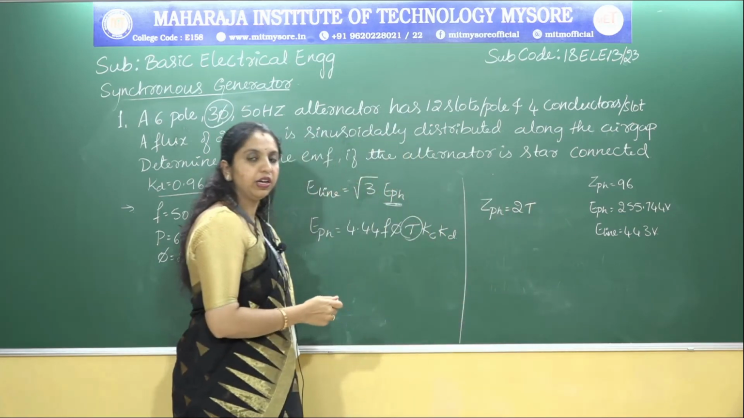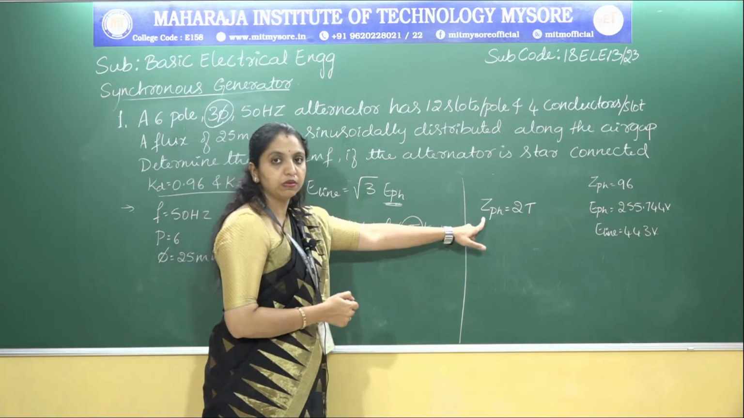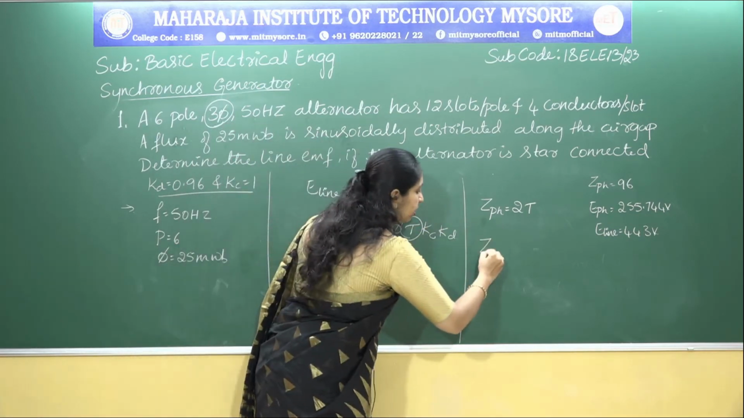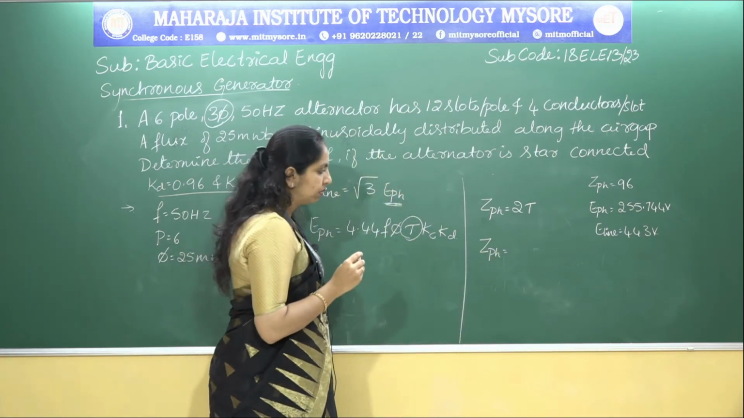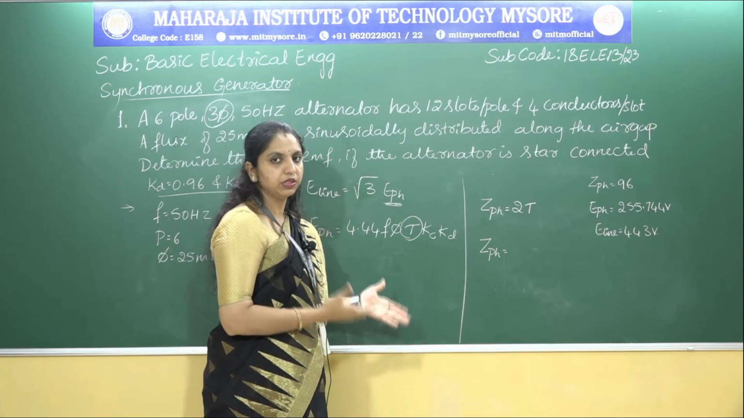How do we find the value of T? T is equal to ZPH divided by 2. But we need to find out the value of ZPH. So what is ZPH? Remember, the main part is to find the value of ZPH.